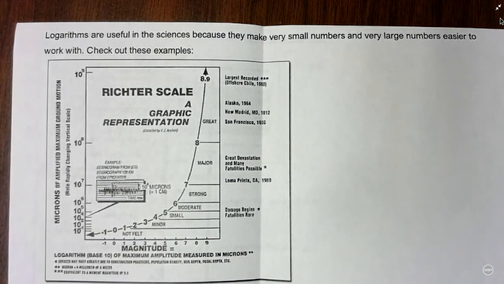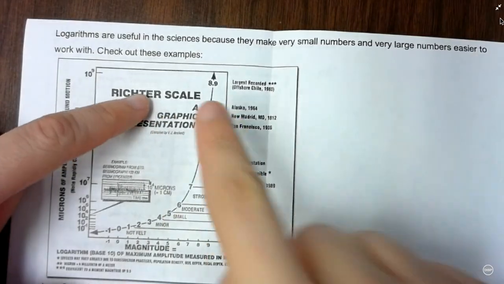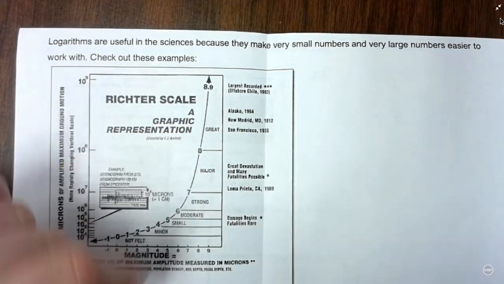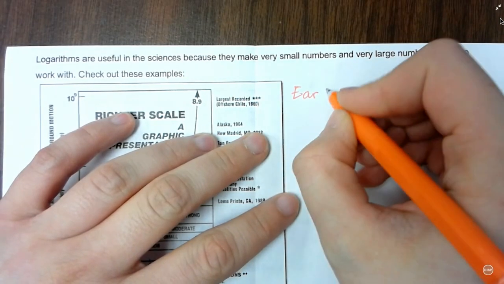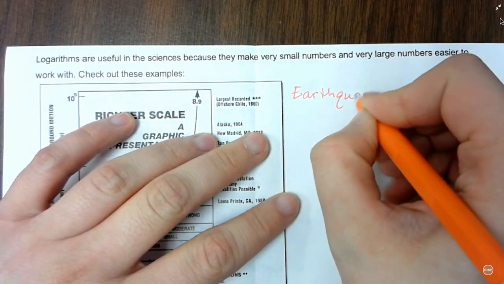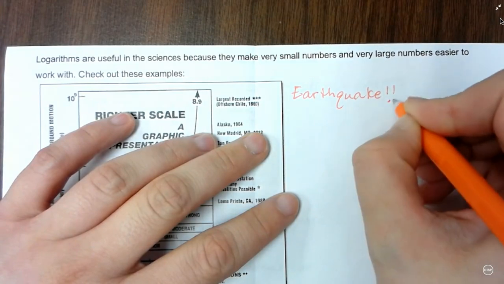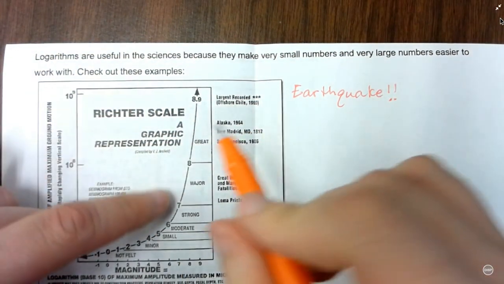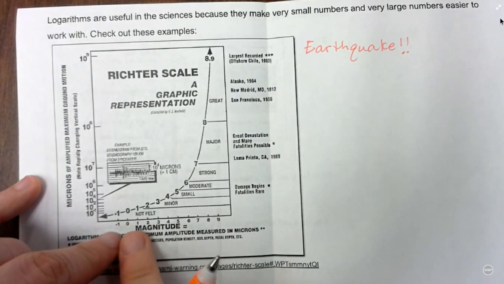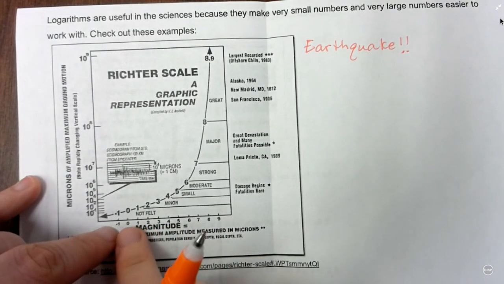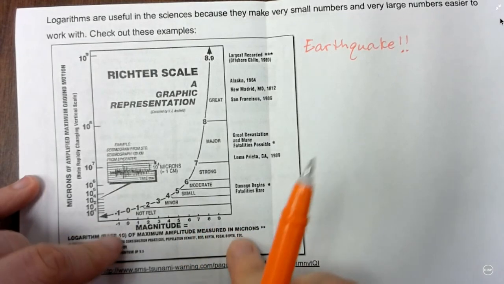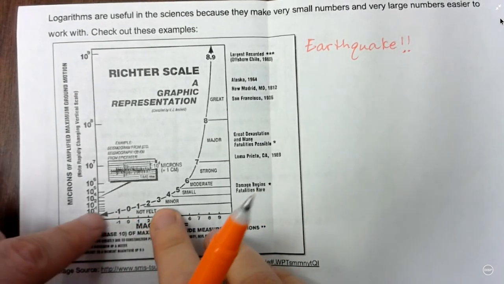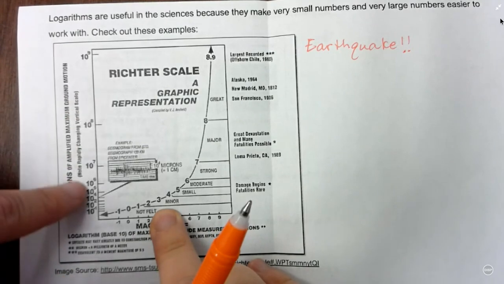For instance, I have an example here of the Richter scale, which you guys may have heard of before. It's basically for measuring how strong an earthquake is. So you have your magnitudes. Magnitudes are just from -1, apparently, to 9. And then you've got your actual intensity.